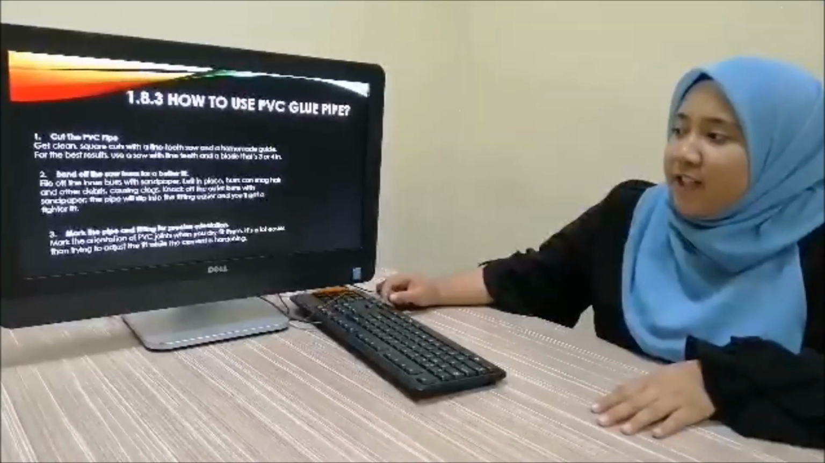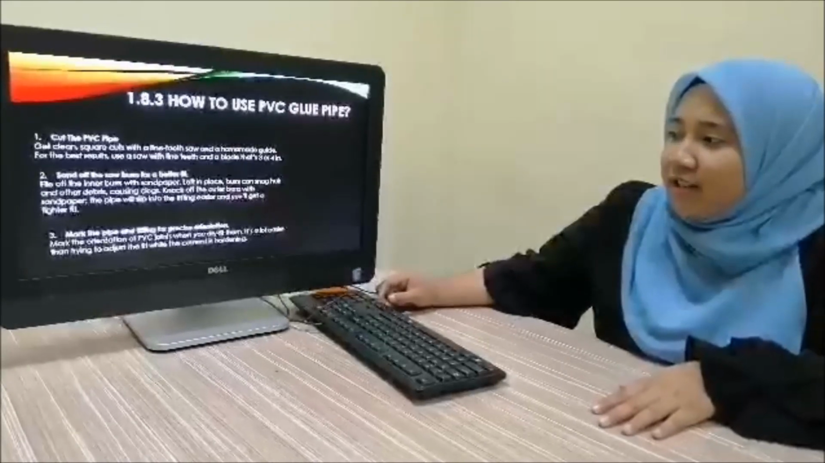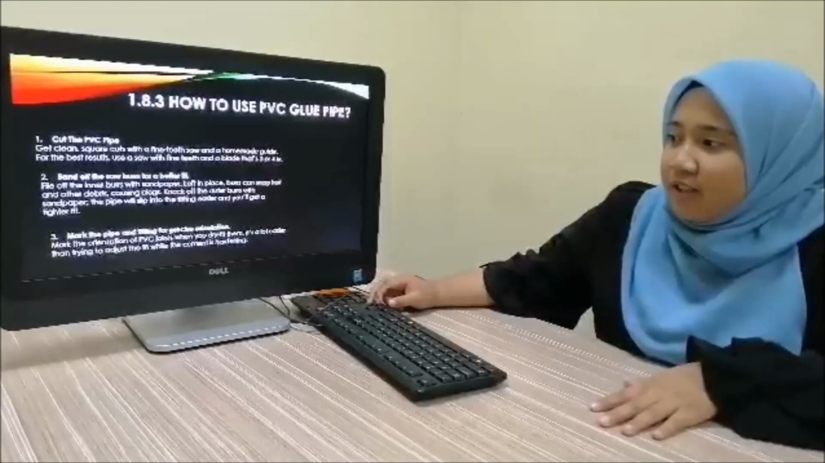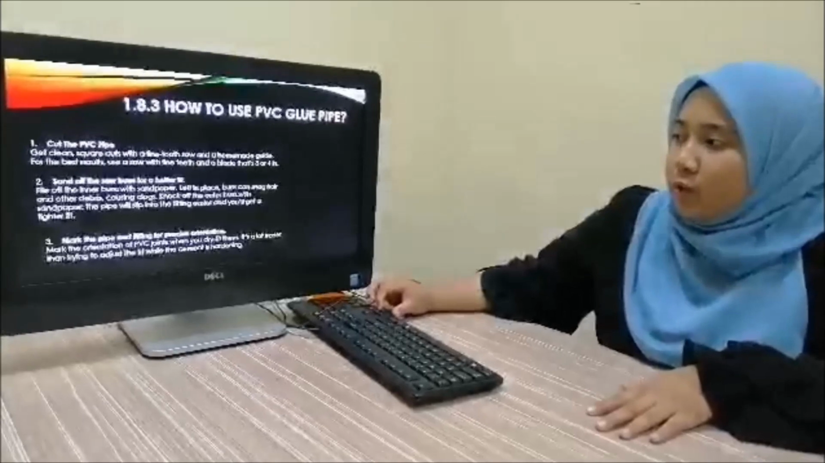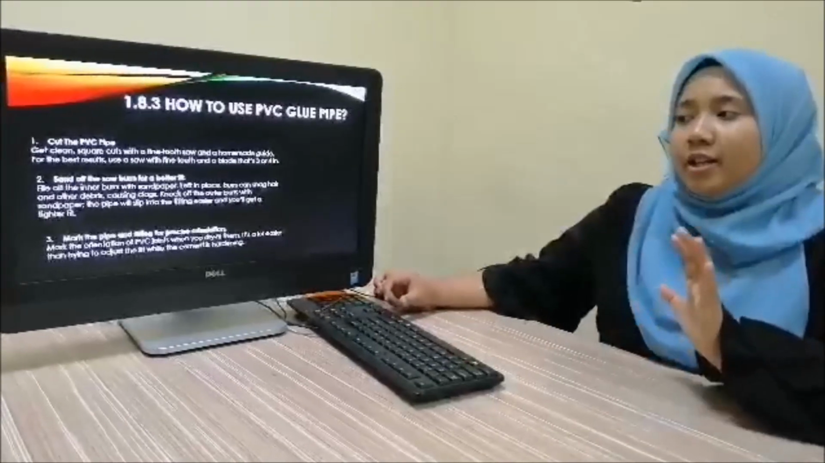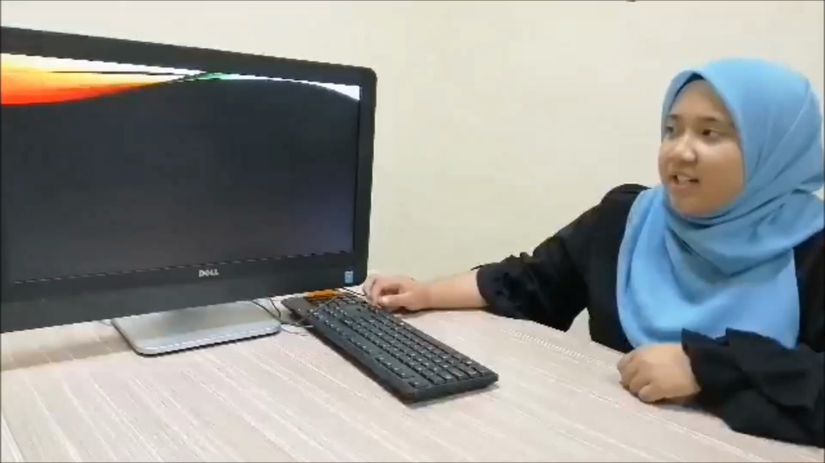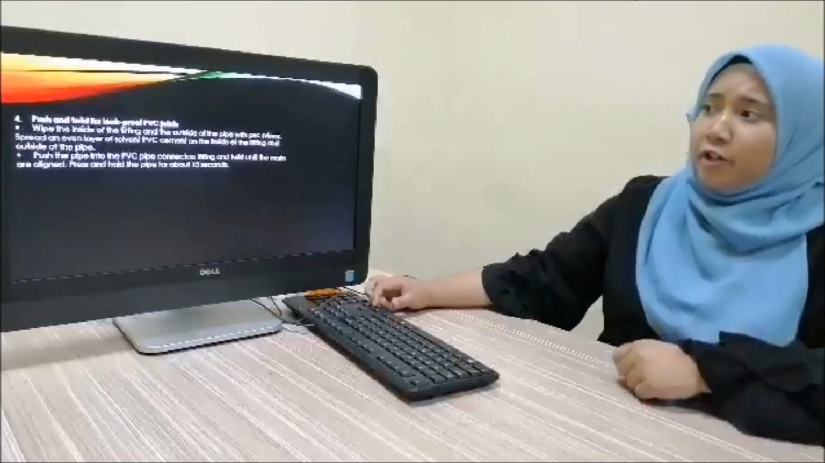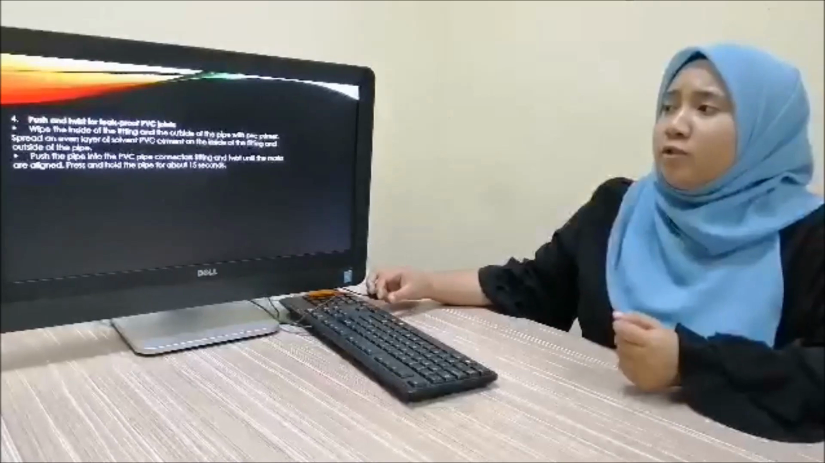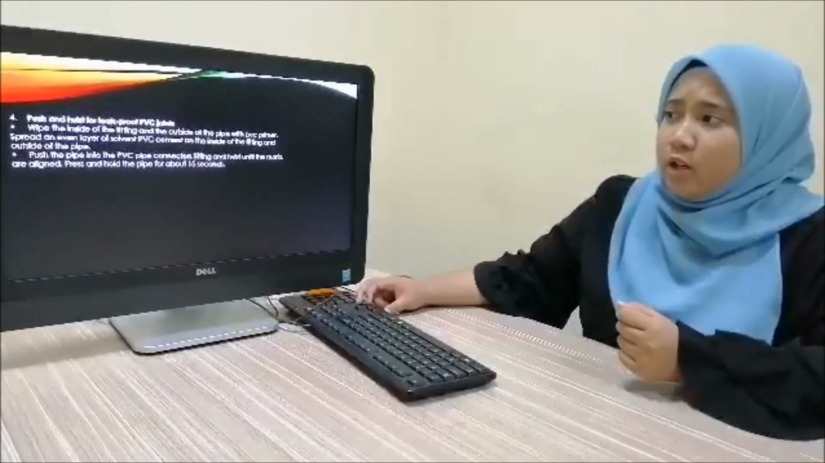Mark the pipe and fitting for precise orientation. Mark the orientation of PVC joints when you dry fit them. It's a lot easier than trying to adjust the fit while the cement is hardening. Then push and twist for a leak-proof PVC joint.